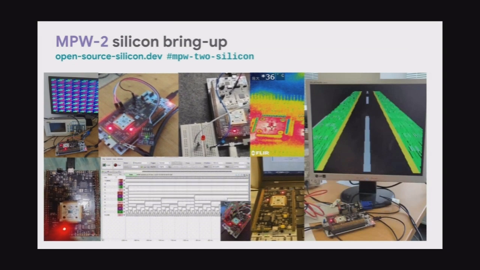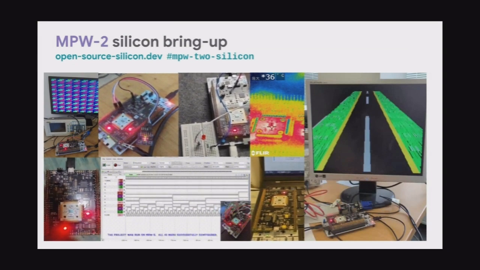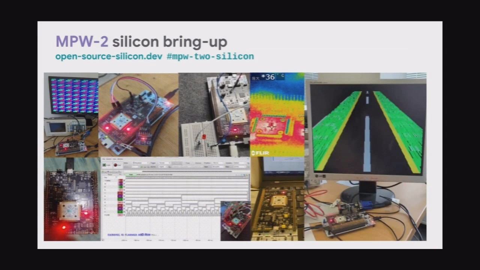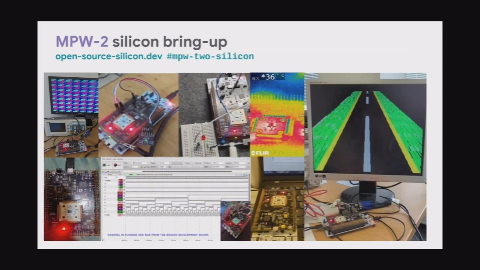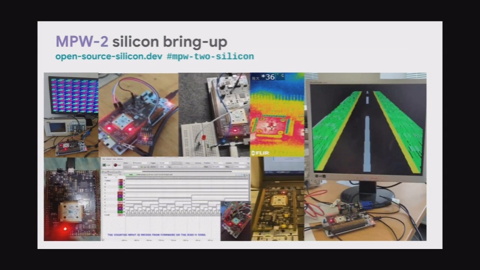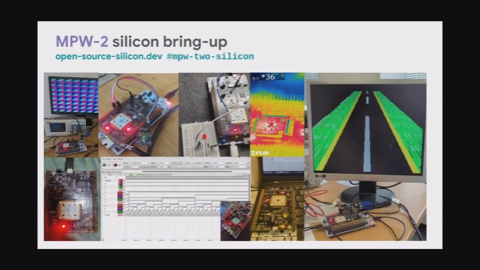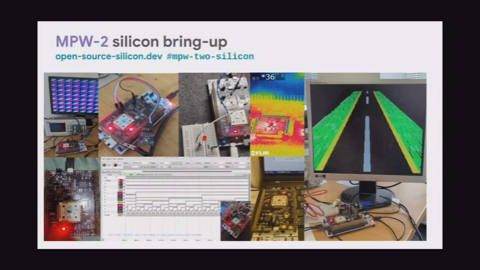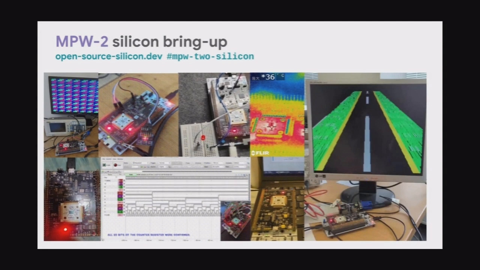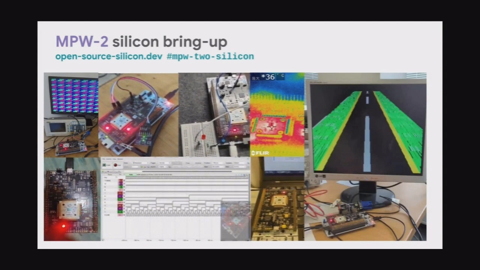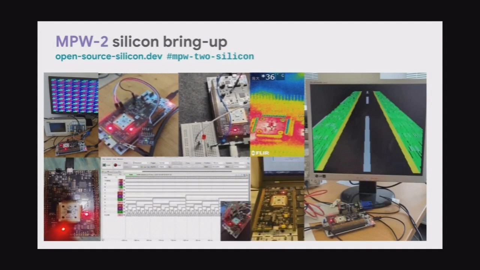But in general, people are getting their silicon back now and are being successful bringing them up. Here you can see a small collage of pictures that people posted online where they received the chip from IFA Bless that they submitted to the shuttle, and they are trying to verify that they are actually working.